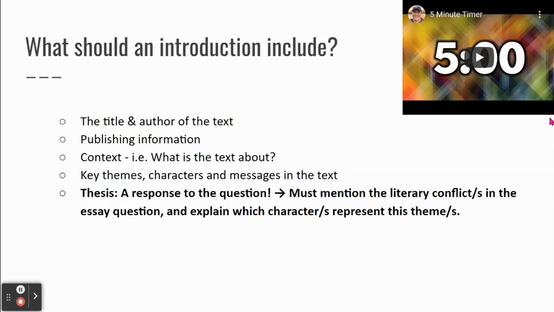I want you to make sure that you have these five things: that you mention the title and the author of the text, that you give me the publishing information of The Kite Runner. Have you also given us some context about the time period in which The Kite Runner was written, context of the story, of the plot of the novel, okay, who the key characters may be, any other key themes.